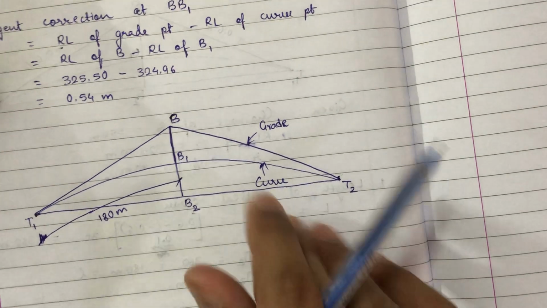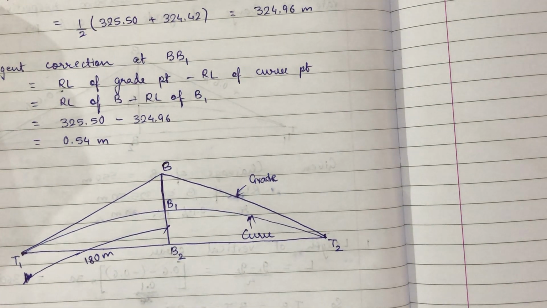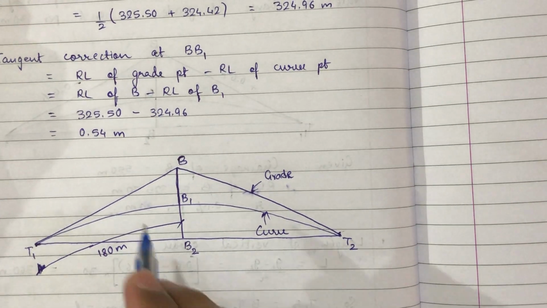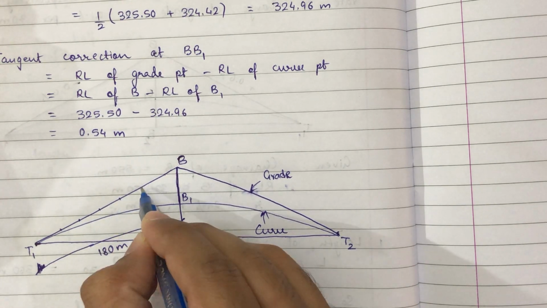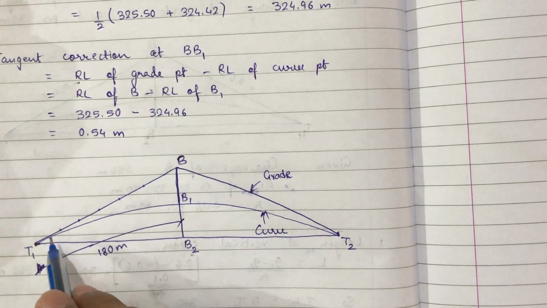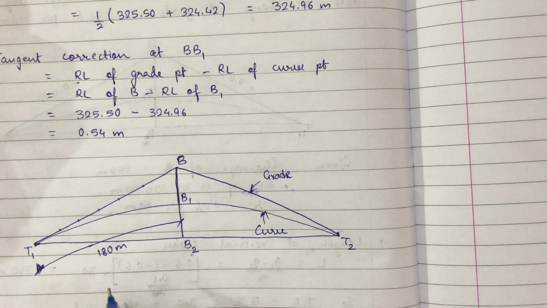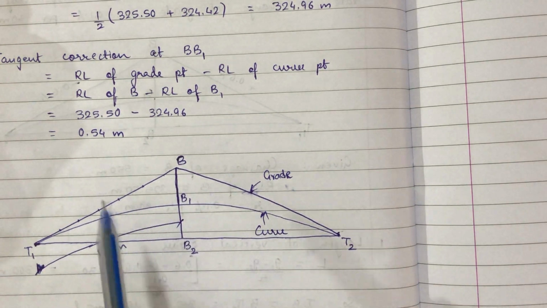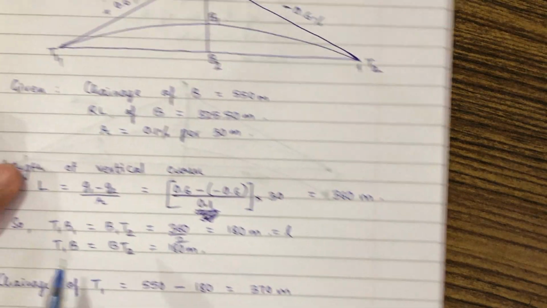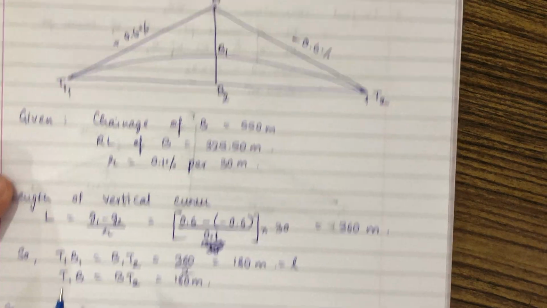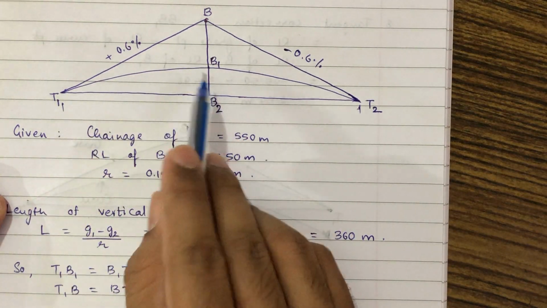Okay, so let us divide this into different peg intervals. Let us take these at 30 meter peg intervals. So from here to here, suppose this is 30 meter, 30, 30, 30, 30. So there will be 6 divisions, 1, 2, 3, 4, 5, 6, and this total is 180 meter. We are assuming that this length is also 180 meter and this gradient is also 180 meter. That is what we have assumed over here. Here T1B1 is equal to B1T2 is equal to 180 and T1B is equal to BT2 is also equal to 180. This length is 180 as well as this length is also 180.